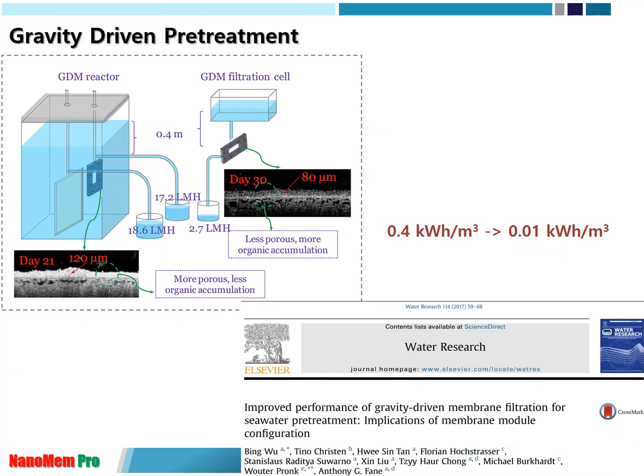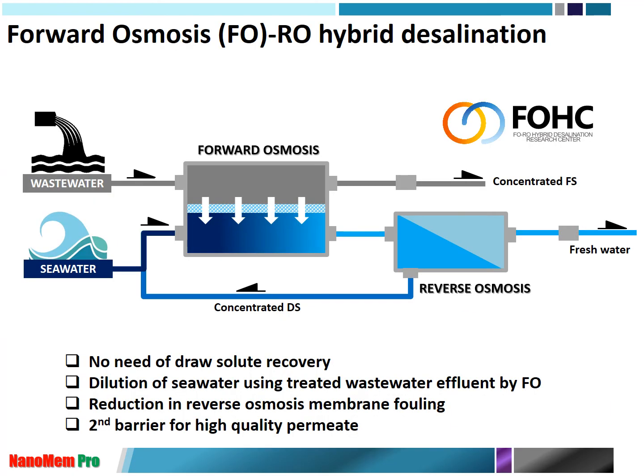Also nowadays, people look at how to save energy using gravity-driven pretreatment. The seawater overall turbidity is relatively low and clean, so we can operate our ultrafiltration or microfiltration using gravity-driven pretreatment. And we can save energy from 0.4 kilowatt hour per cubic meter to 0.01 kilowatt hour per cubic meter when you use gravity, because we don't use a pump, just a small amount of pumping energy consumption, so that you can save a lot of energy using gravity-driven pretreatment.